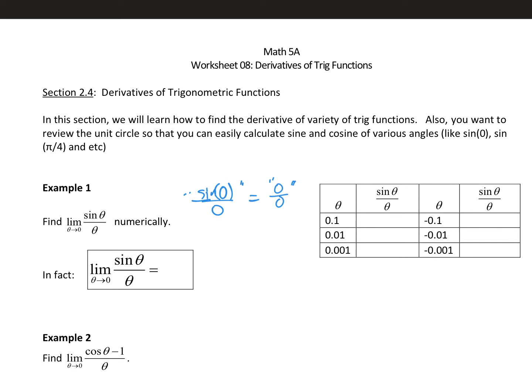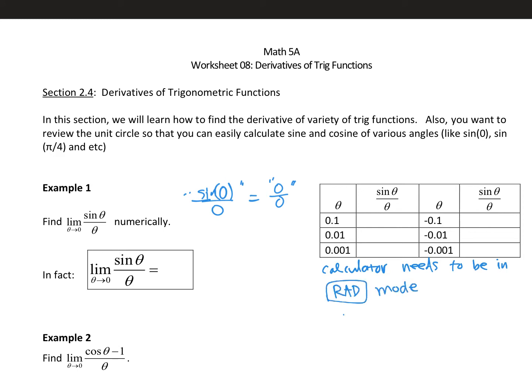So let's try the numerical method. Let's just plug in a bunch of numbers and see what we get. Here I'm going to plug in various numbers, 0.1 and so on and so forth. Here I want to make sure that your calculator is in radian mode.